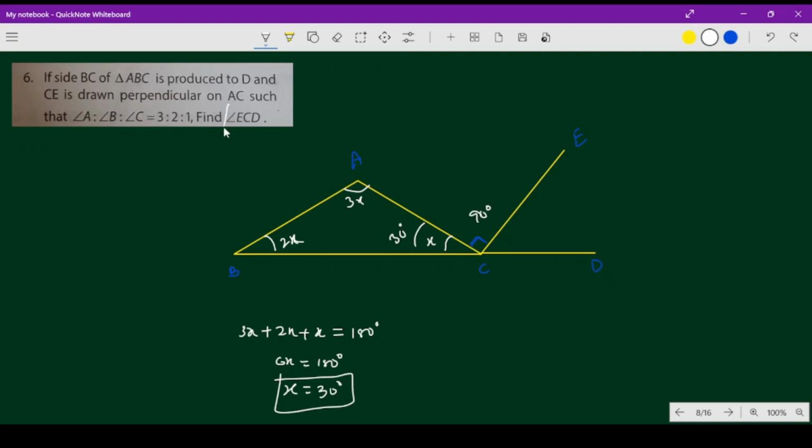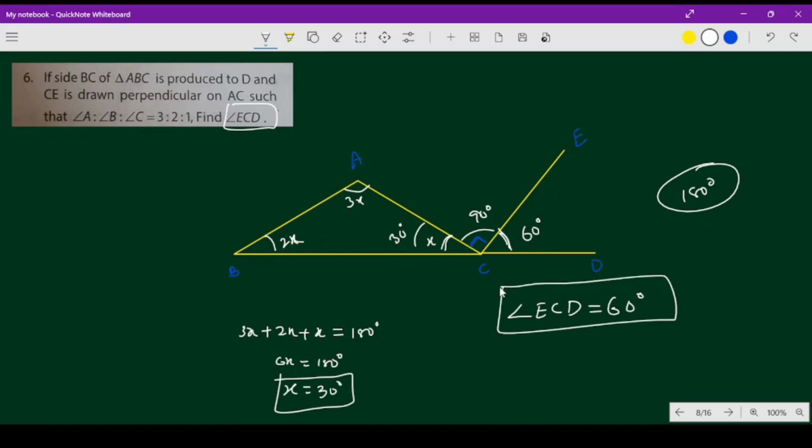In this question, they are asking angle ECD, this angle. Here, this angle and this angle together make a straight line. It means this angle should be equal to 60. Then only it will give us the sum of these three angles equal to 180 degree. So our answer for this question is ECD is equal to 60 degree.